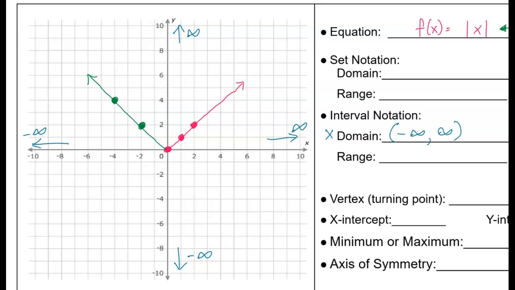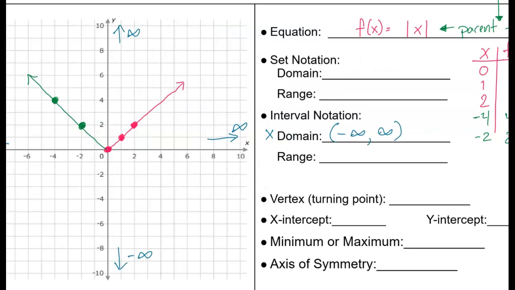Guess what, guys? All absolute value functions, all of them, no matter how they've been transformed, will always have a domain of all real numbers. It will always have a domain from negative infinity to infinity. And you can even write that if you want. All absolute value functions have a domain of all real numbers.